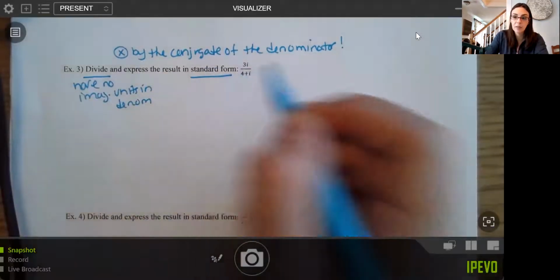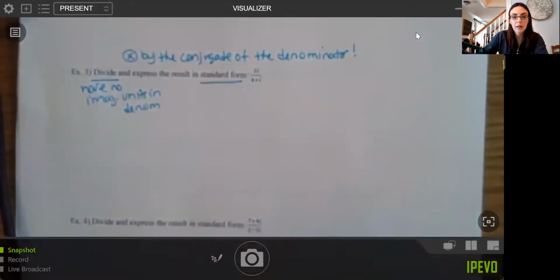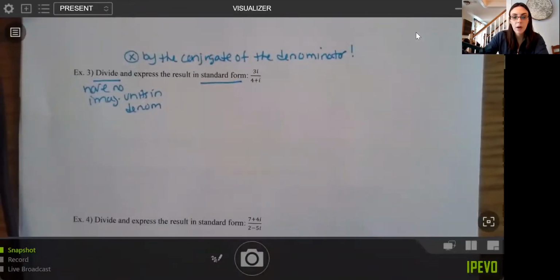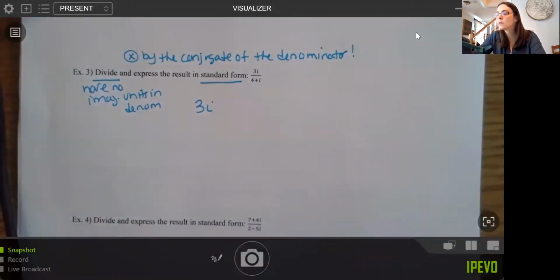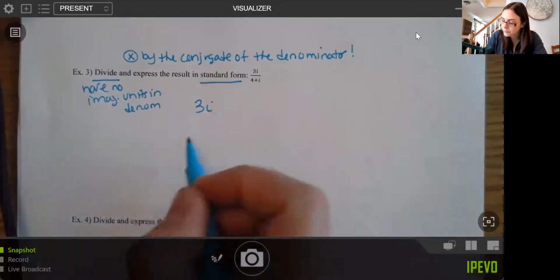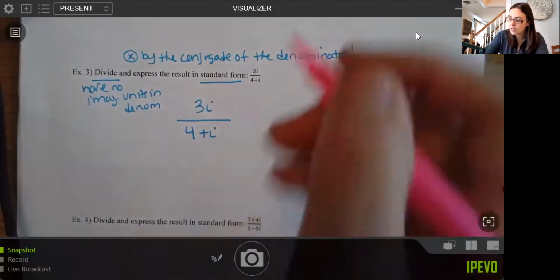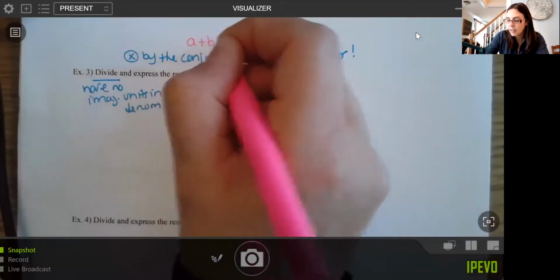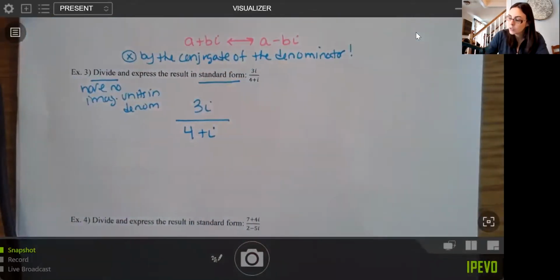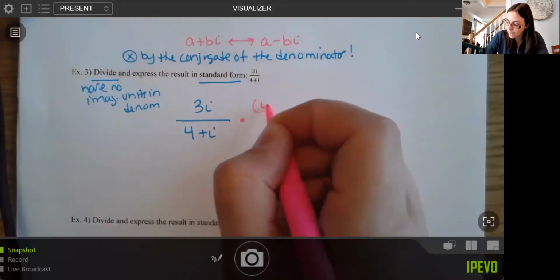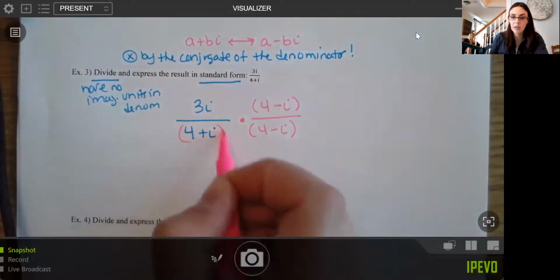This is definitely not in standard form, right? It's not a plus bi. All right, so here I have 3i. I'm just going to rewrite the problem, and then I'm going to multiply by the conjugate. So remember the conjugate, if one of the values is a plus bi, then the other value is a minus bi. That's all it is, a change of sign in the middle. So I'm going to multiply the top by 4 minus i and the bottom by 4 minus i. So I'm using the conjugate of that denominator.